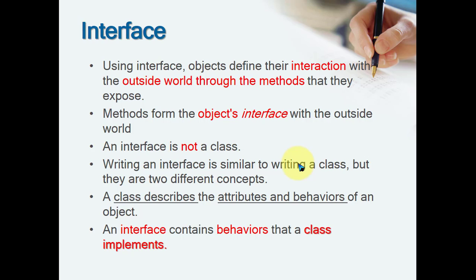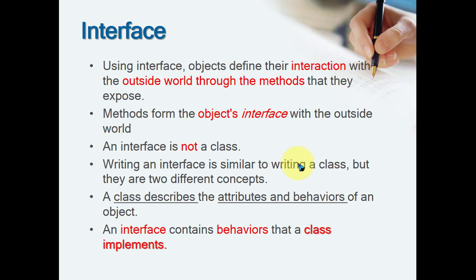The next point is methods form the object's interface with the outside world. So an interface basically contains a list of method prototypes, and those method prototypes we have to implement in our classes. An interface is not a class. An interface is a different entity. It is an object entity, but it is not like a class. It is similar to a class, but it's not the same as a class.